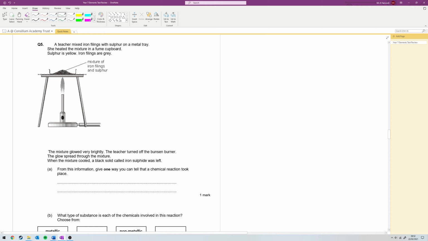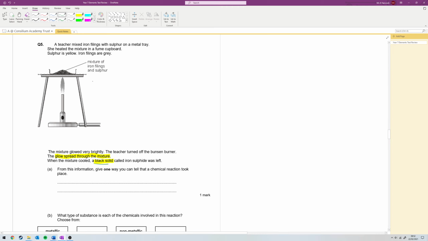The mixture glowed very brightly. The teacher turned off the Bunsen burner. Then the glow spread through the mixture. When the mixture cooled, the black solid, called iron sulfide, was left. So, first thing, after the teacher turned off the Bunsen burner, this glow spread through the mixture. That tells you a reaction's happening. And then when the mixture cooled, a black solid is left.